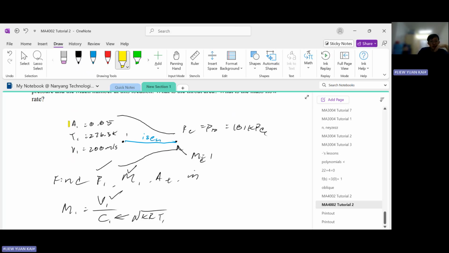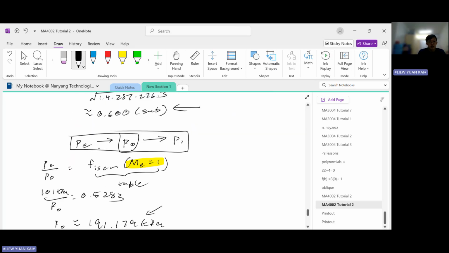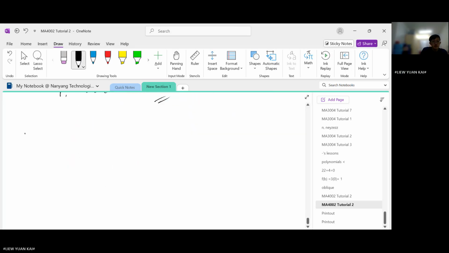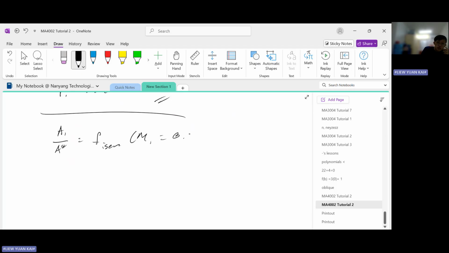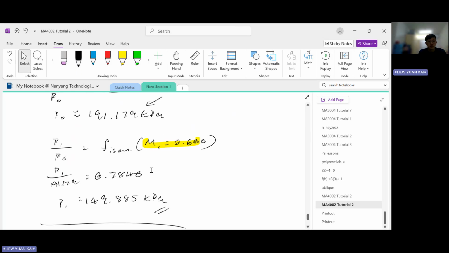they give us area at point 1. So therefore, we need to apply the area ratio at point 1. Okay. So A1 divided by A star. This is a function of the Mach number at point 1, which we already found just now is 0.600. Right? So they told us that this area is 0.05. And A star, right, means the critical area.